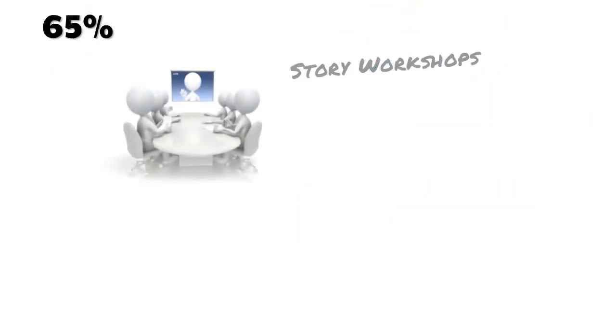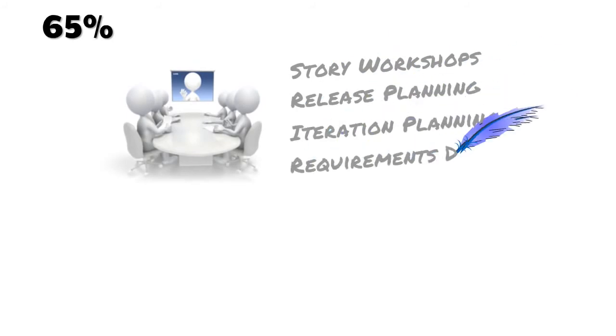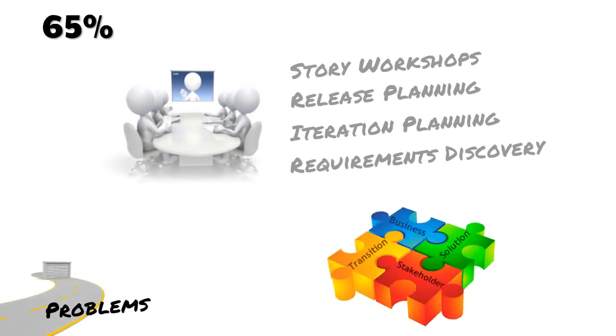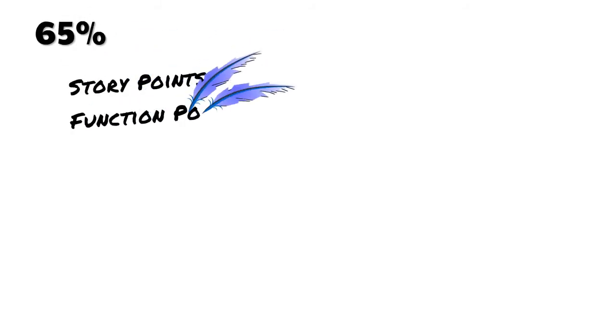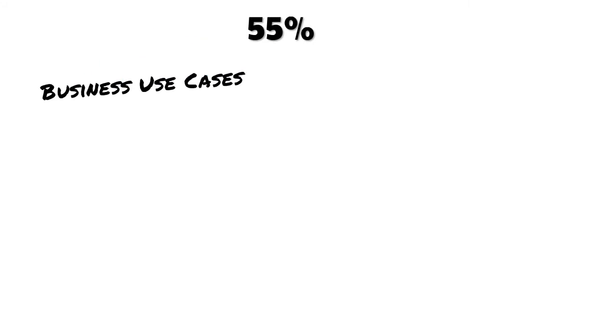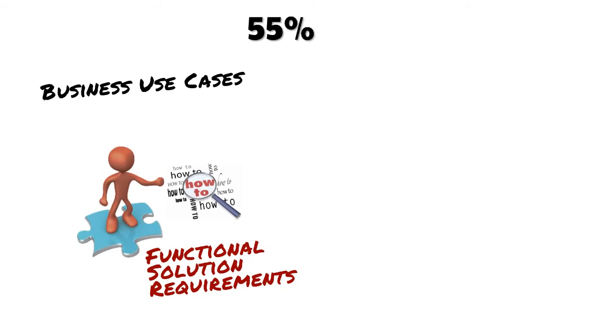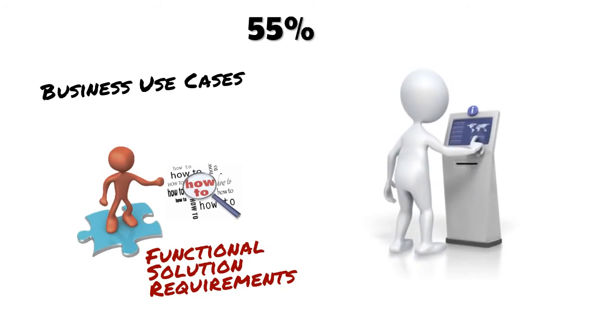65% facilitate story workshops, release planning sessions, iteration planning sessions, and requirements discovery workshops to identify business problems and express business, stakeholder, and solution requirements. 65% use story points, function points, and other estimating techniques for release planning and project scoping. 55% write business use cases, a specific form of functional solution requirements that focus on the interaction between the technology solution and the people using it.